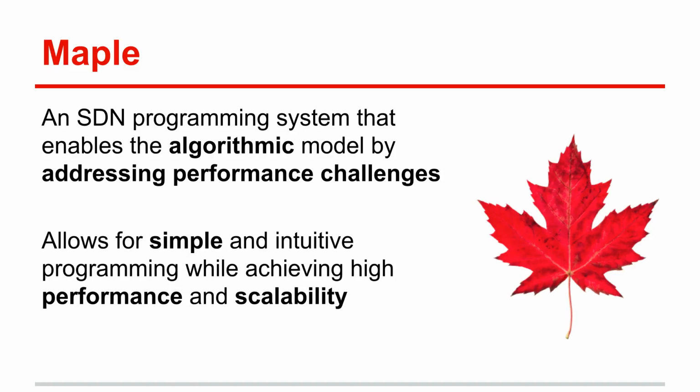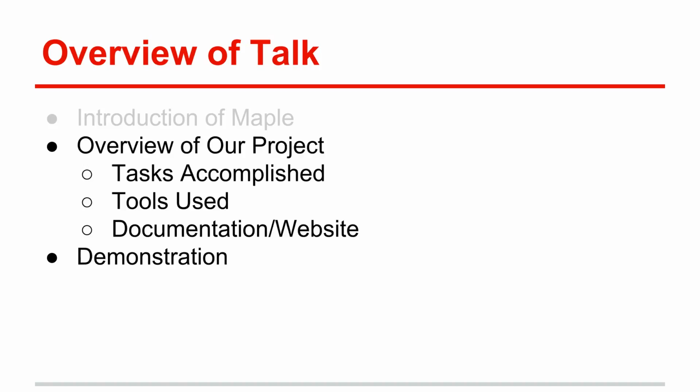So in summary, Maple is an SDN programming system that enables this algorithmic model by addressing these performance challenges. It allows for simple and intuitive programming while achieving high performance and scalability at the same time. That was the brief introduction of our project. Now we're going to talk about the tasks that we actually accomplished, the tools that we used to do it, the documentation that we used, and then finally at the end we'll do a demonstration of our project.